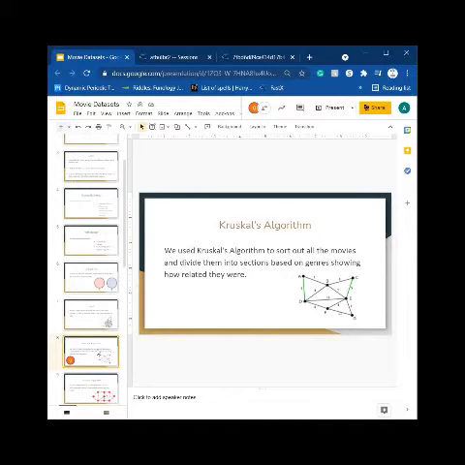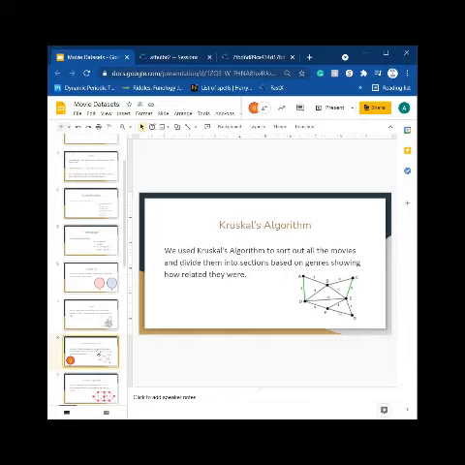Okay, so the two algorithms we used besides our BFS traversal of our graph were Kruskal's algorithm and Dijkstra's algorithm. What we used Kruskal's algorithm for was that we had all these movies from the CSV file, and each of them had their own different ratings, names, and genres. And what we wanted to do in our first step was arrange all the movies by genre. So each node in the graph would be connected to another node that shared the same genre.